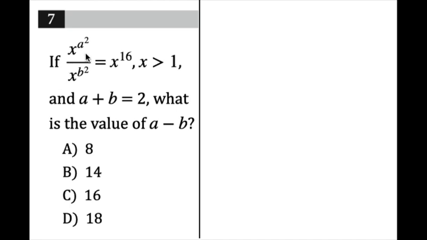If x raised to power a squared over x raised to power b squared is equal to x raised to power 16, x is greater than 1, and a plus b is equal to 2, what is the value of a minus b? x raised to power a squared over x raised to power b squared is equal to x raised to power 16.